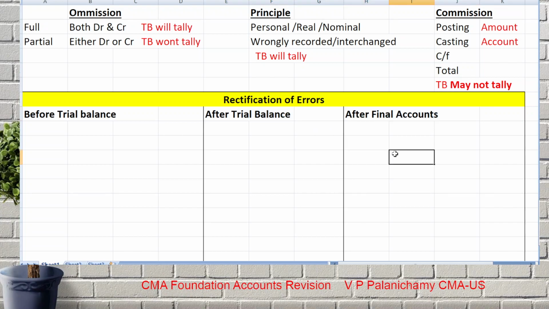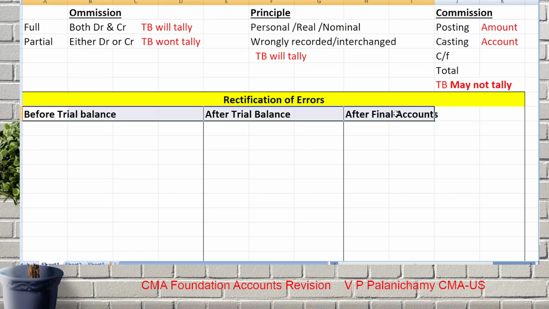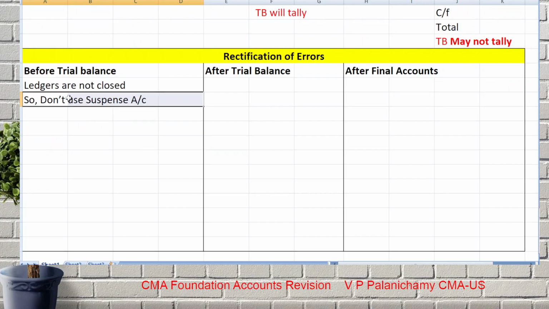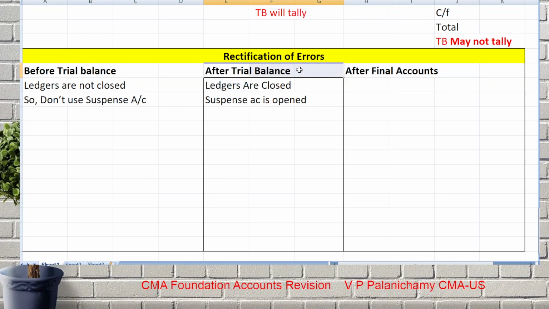At which point will you open a suspense account? I have given 3 cases here, right? In which point will you open a suspense account? Before trial balance, we will not open a suspense account. When the trial balance is not tallying only, we will open which account? Suspense account. Listen. If errors are rectified before trial balance, ledgers are not closed, so don't use which account? Suspense account. Then, if the errors are rectified after trial balance, ledgers are closed and transferred to trial balance, so a suspense account is opened if it is not tallying.